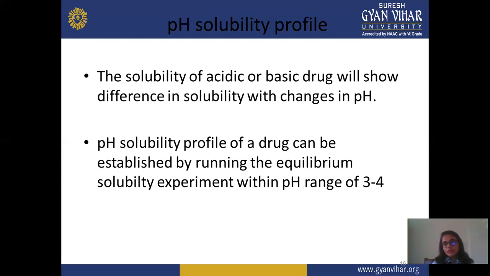The pH solubility profile of a drug is established by running the equilibrium solubility experiment in the pH range 3 to 4. Mainly this testing is between pH 3 to 4. This is only the condition for acidic drugs, but these conditions also change according to the requirement. So according to pH, solubility may decrease or increase.